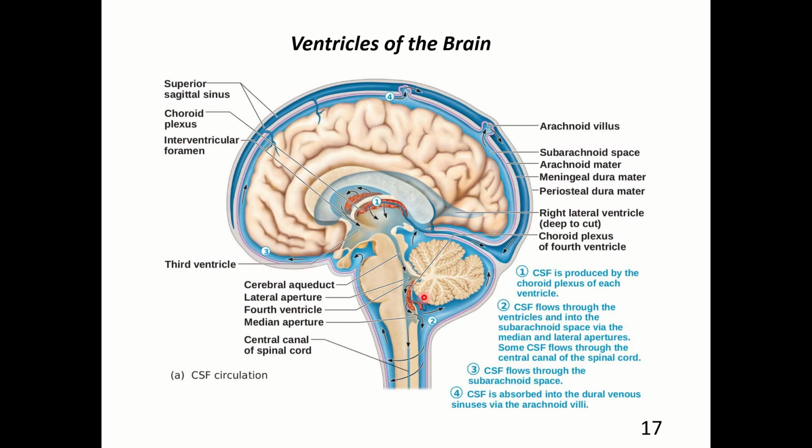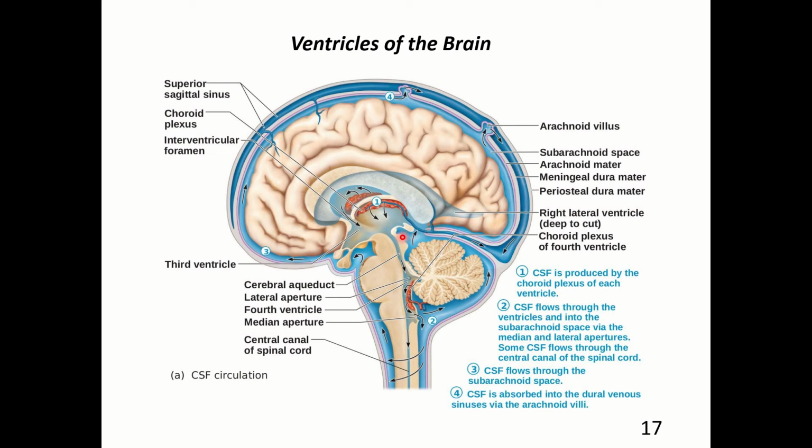Here we see the cerebrospinal fluid. Number 1 illustrates the choroid plexus. The literature says in number 1, the cerebrospinal fluid is produced by the choroid plexus of each ventricle. So we see it in several places. In number 2, the cerebrospinal fluid flows through the ventricles and into the subarachnoid space. So we see the arrows showing the direction of our cerebrospinal fluid flowing.